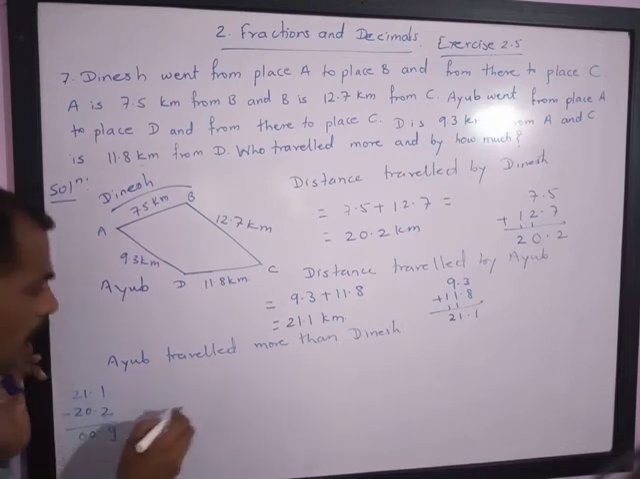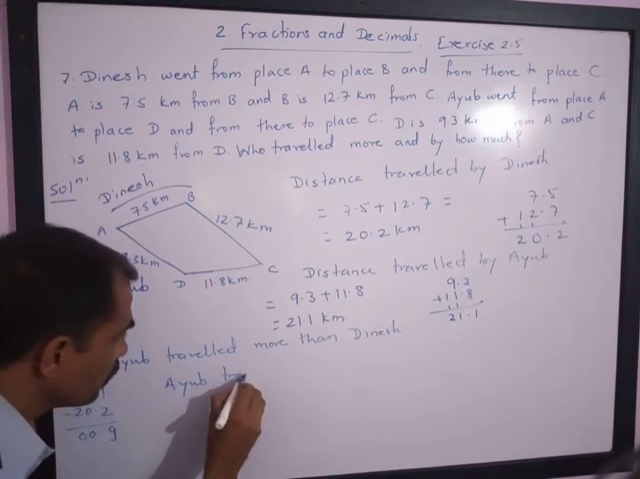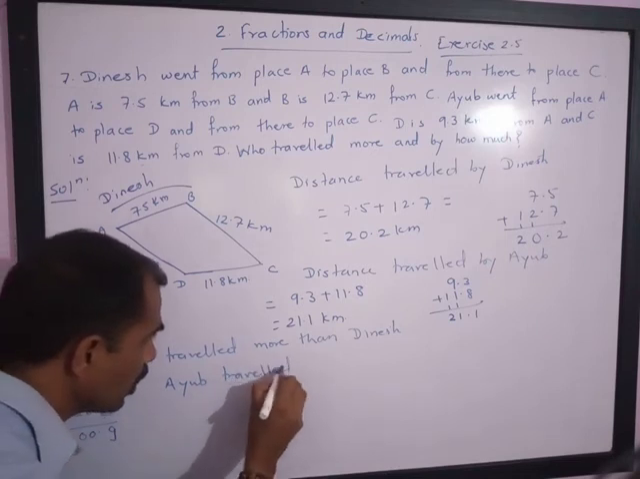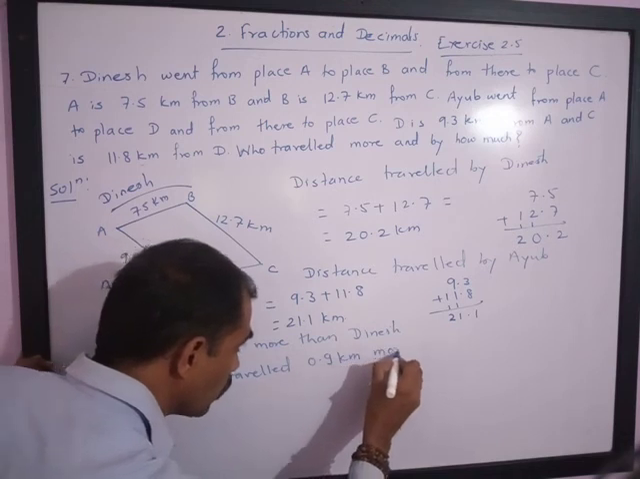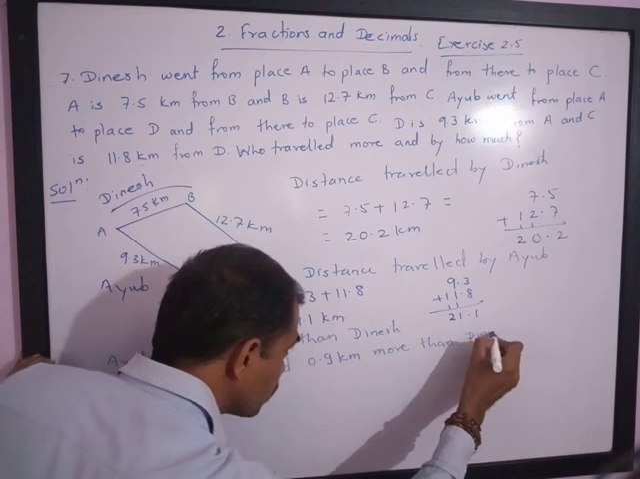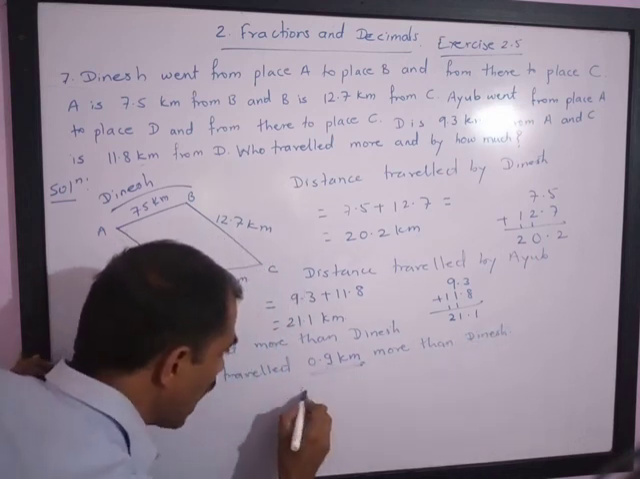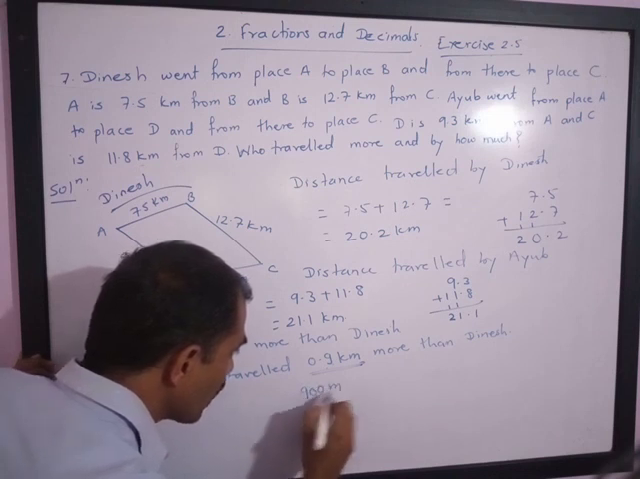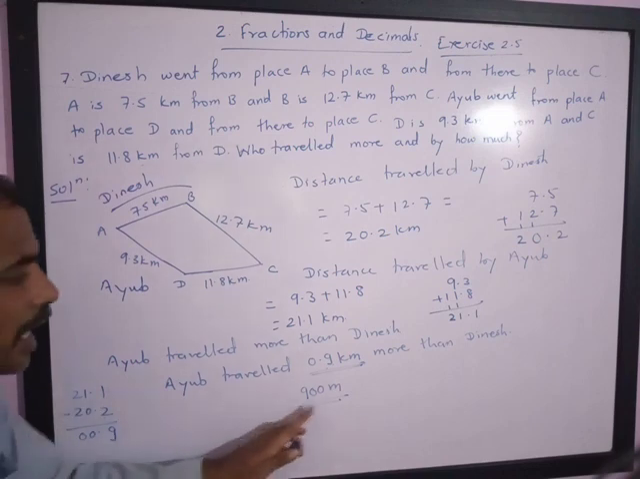It means Ayub travelled 0.9 kilometers more than Dinesh. Please note, 0.9 kilometers means 900 meters. If you multiply by 1000, we will get 900 meters.